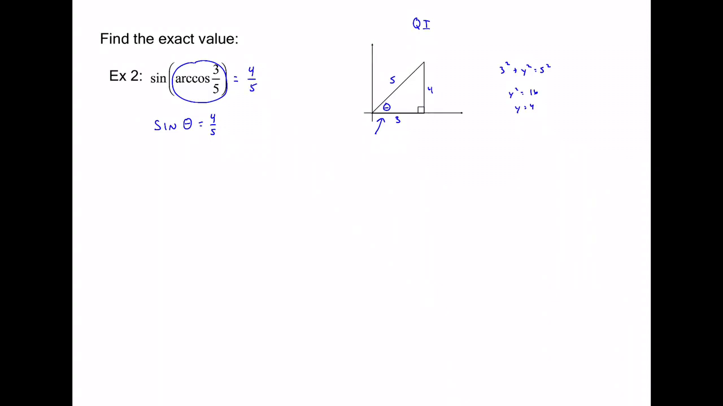Once again, with arc cosine of 3/5, you're not going to find the exact angle measure. You're going to set up the triangle so that you know where theta is and what the ratios indicate of the side lengths of the triangle, and then you can find the trig function based on that information.